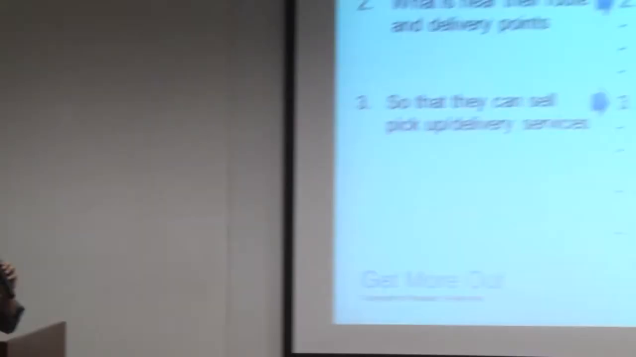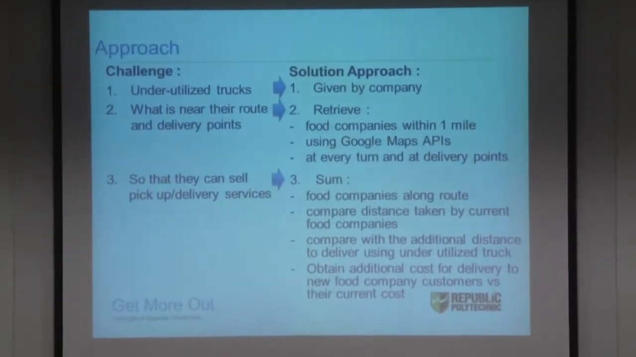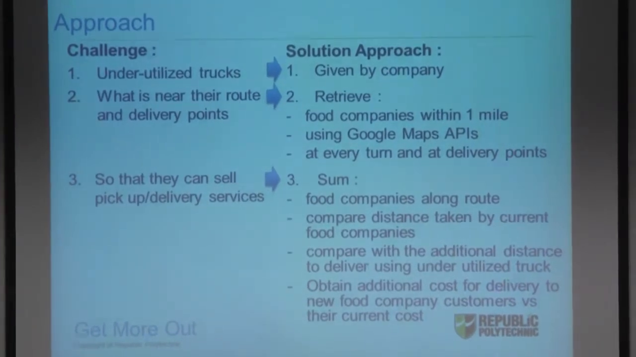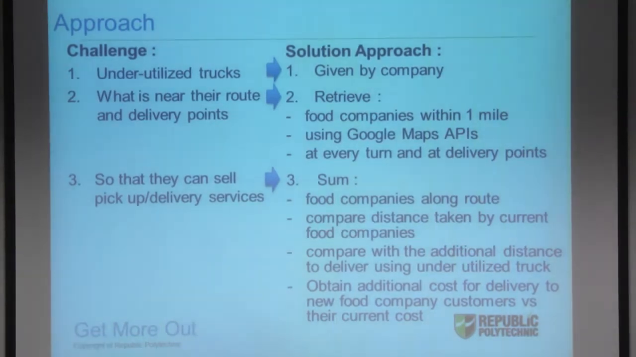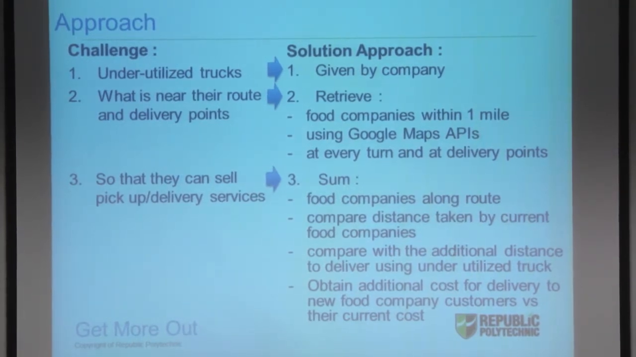Okay, so I've broken up the challenge into 3 parts. Some of it is information given by the company. For example, which region, which route is underutilized, is given by the company. What's near their route and delivery points? I use Google APIs to retrieve food companies within 1 mile, because Domino's Pizza, after all, is a food company. Some parts of their trucks can deliver chilled products. Some parts are for frozen products. So the products have to be complementary.